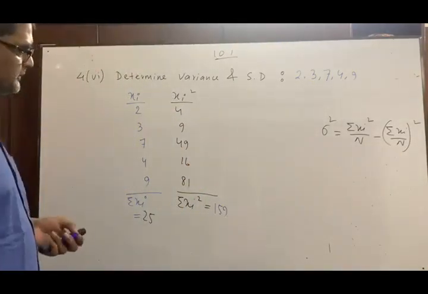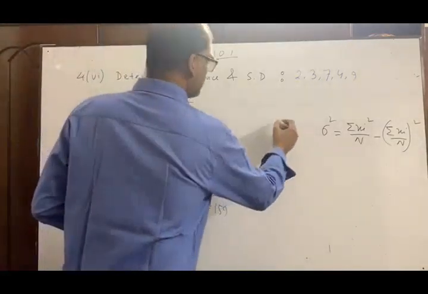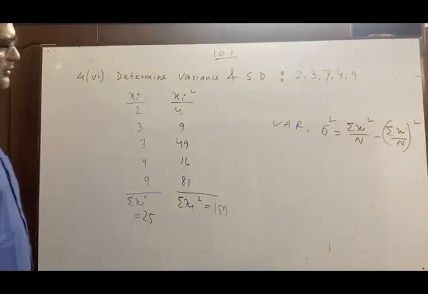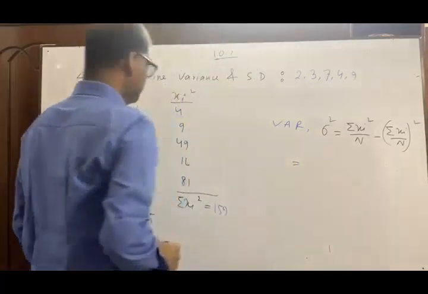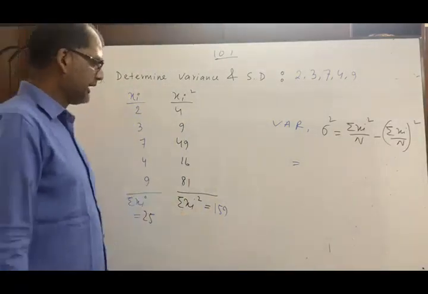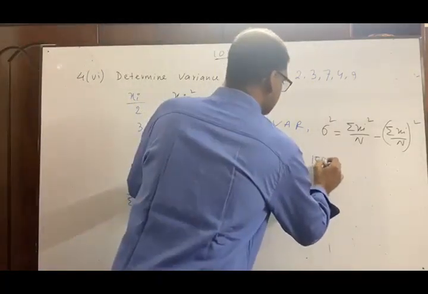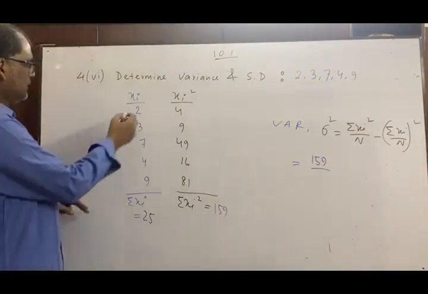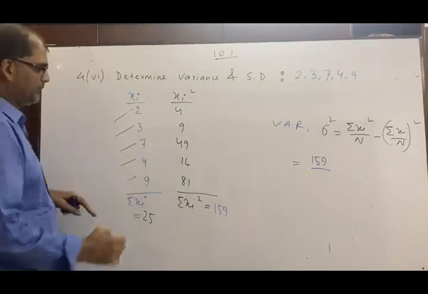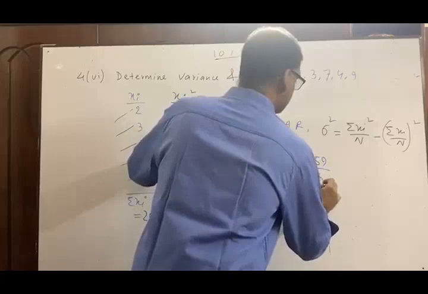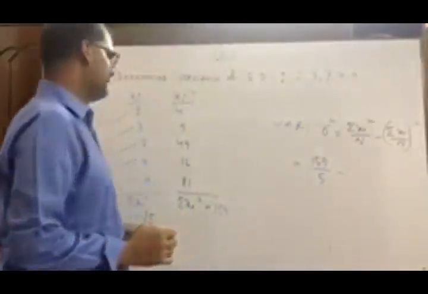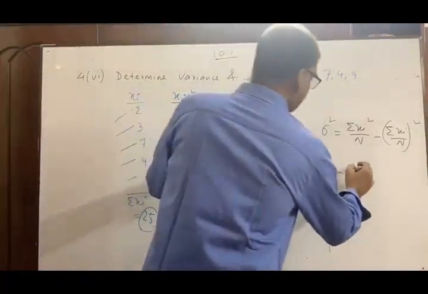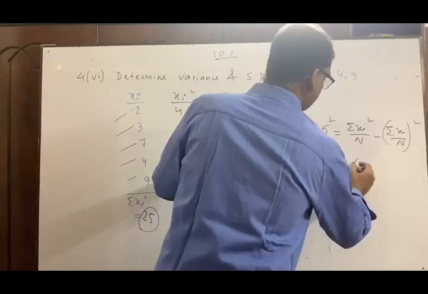Now you put the value. This is called variance, sigma square, is equal to this. Now we can put the value. You see, this is 159 by n. N equals to what? 1, 2, 3, 4, 5. N equals to 5. Minus summation of xi, which equals 25. So we can write here 25 by 5 whole square.